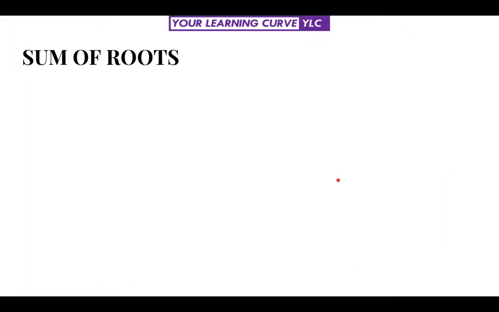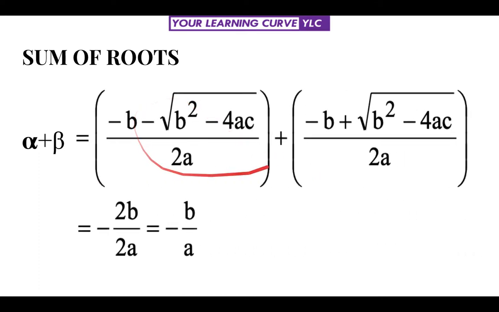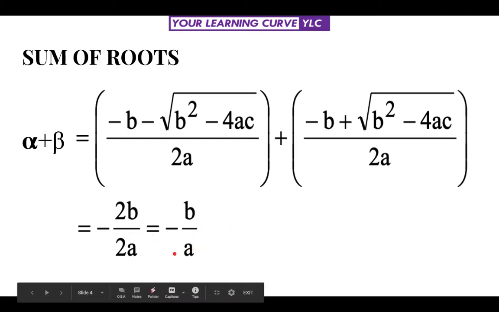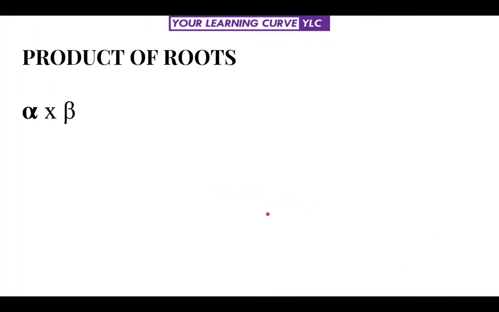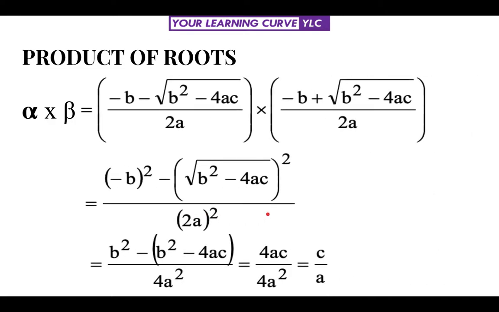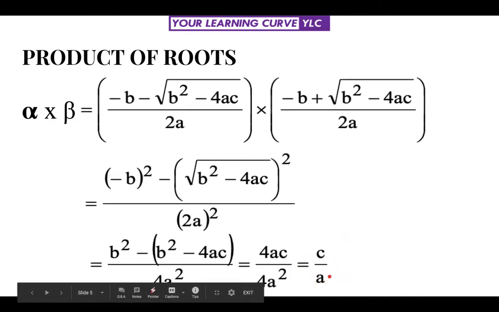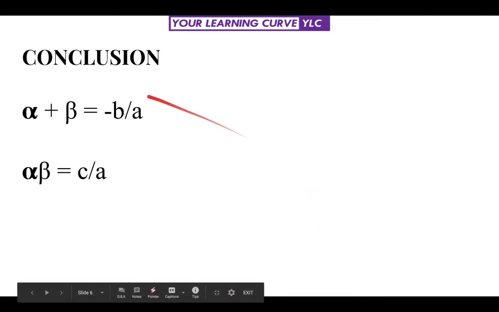Then we discussed what is the sum of roots alpha plus beta, which on solving, adding these two roots, we got minus b by a. You have to remember that minus b by a is the sum of roots. Now we also discussed product of roots, which is alpha beta, which on solving came out to be c by a. So we have to remember two things: sum of roots is minus b by a, product of roots is c by a. Now we have to remember these two things clearly.